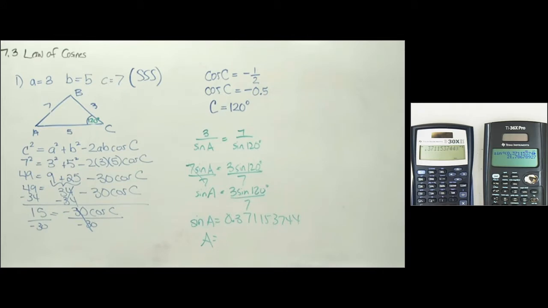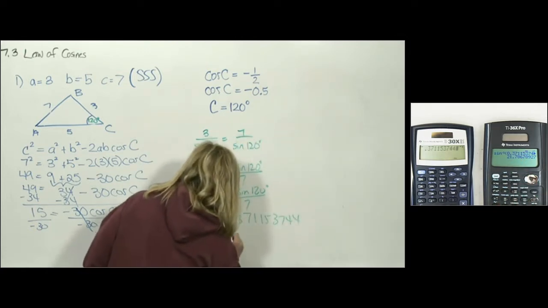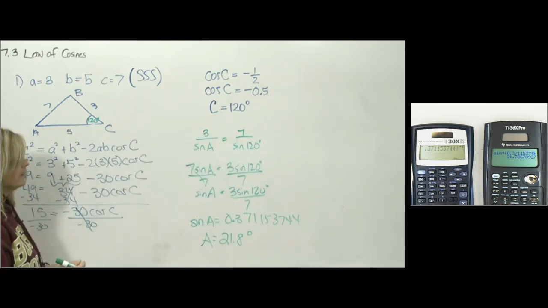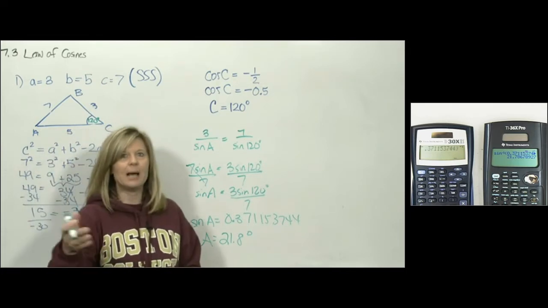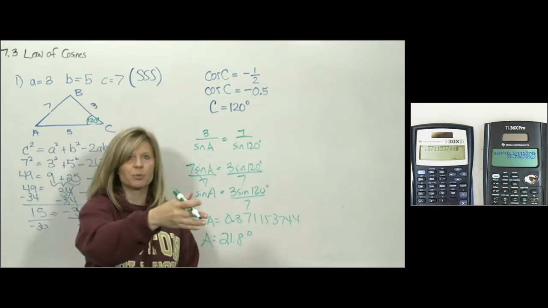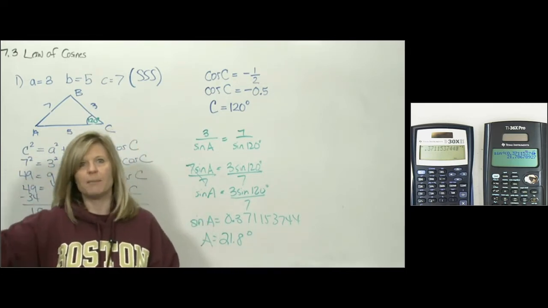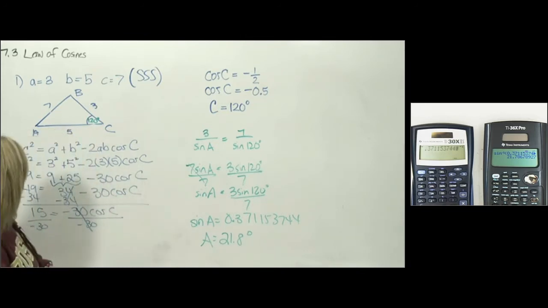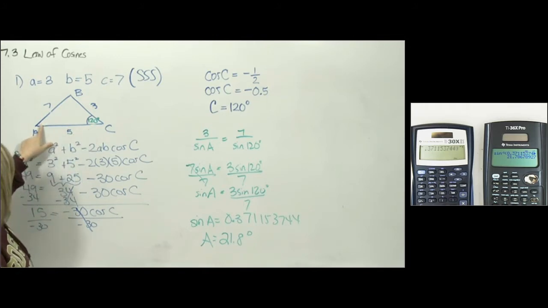So if I look at my decimal, I have in the tenths place a 7. Behind it's an 8, so this would round up. So this is approximately 21.8 degrees. If it asked for DMS form, then you would have to change the decimal degrees to DMS by doing your DMS button. So read your directions. Are we done solving? No. We have angle C. Now we got angle A.